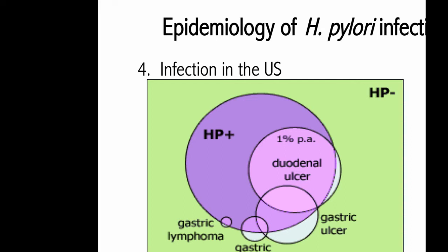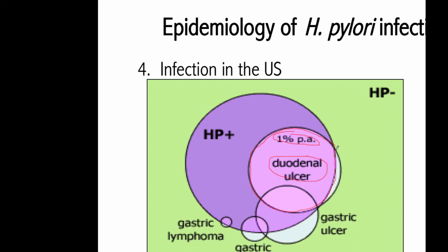Now, if we look at the circle, which is the biggest circle here, and I'll just help you out. We're looking at this circle here, the duodenal ulcer circle. Those are people who are infected with Helicobacter pylori and who develop duodenal ulcers. So of that circle, I'm just going to trace the outline of that circle. This proportion of this circle, those people have duodenal ulcers and they're Helicobacter pylori positive.